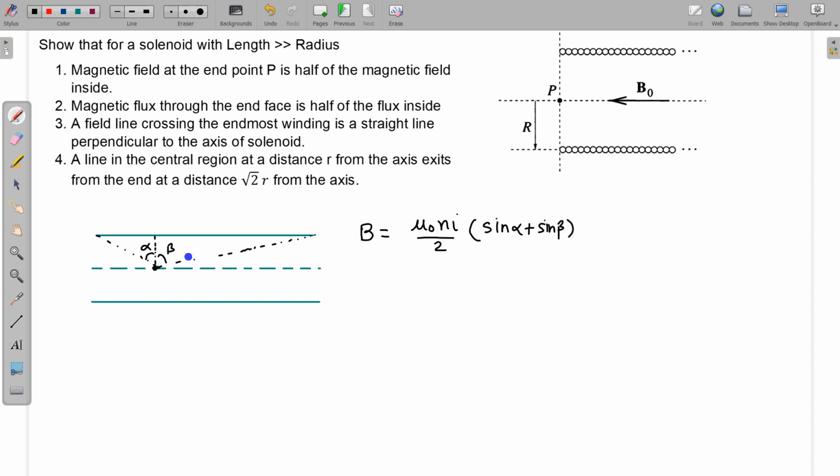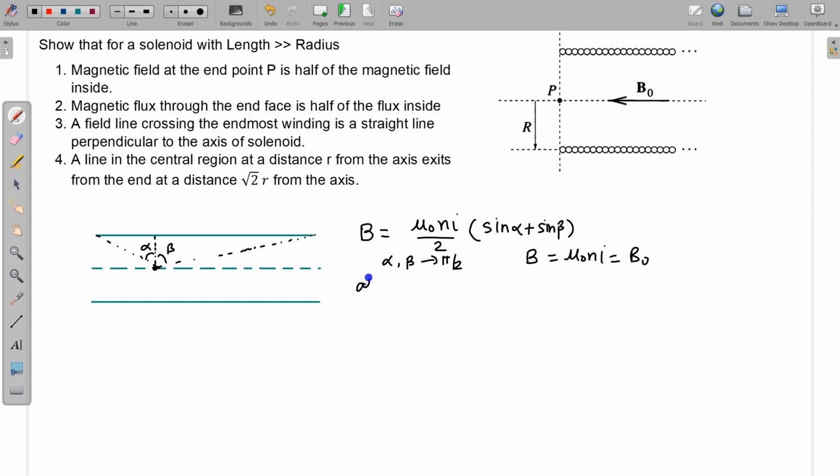If this is an infinite solenoid, meaning length is much greater than the radius, then in the central region, alpha and beta both tend to pi by 2. So alpha and beta both tend to pi by 2 for an ideal, infinite solenoid in the central region. So sine alpha will be 1, sine beta will be 1, so 1 plus 1 will be 2, and the magnetic field will be mu naught n i in the central region, which is given as B naught.